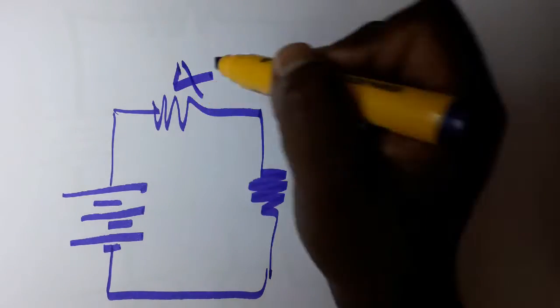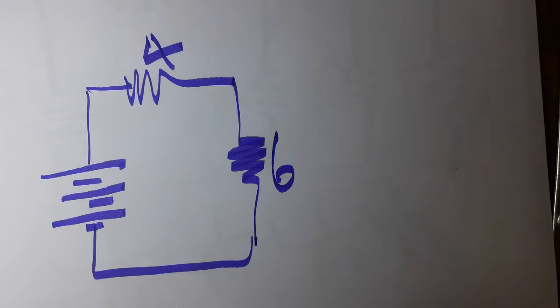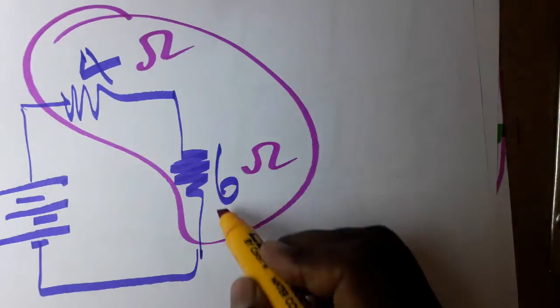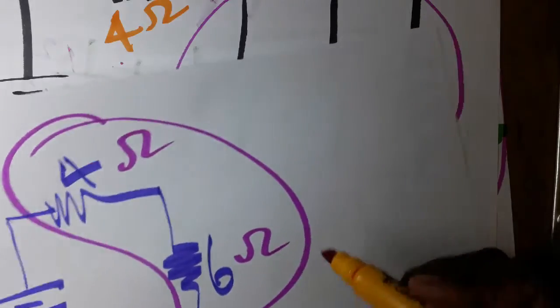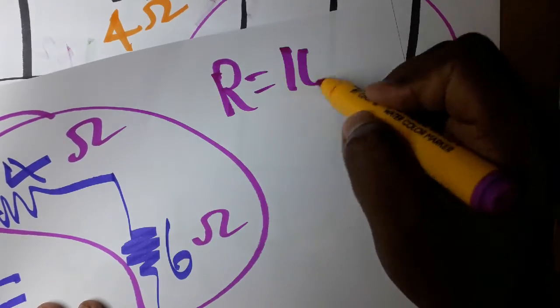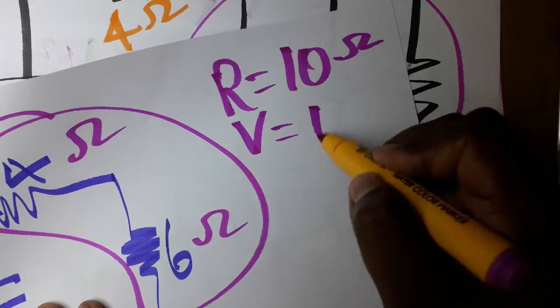It is a 4 ohm, a 6 ohm, and a 10 volt battery. Now these two are in series, so 4 plus 6 gives 10 ohms. The resistance is equal to 10 ohms, and the voltage is equal to 10 volts.